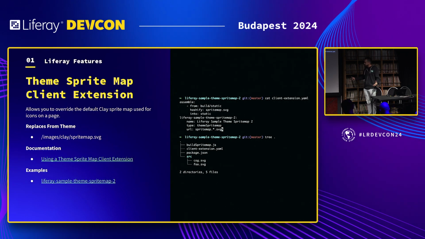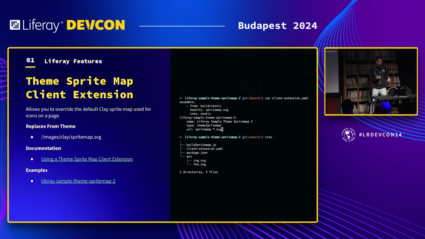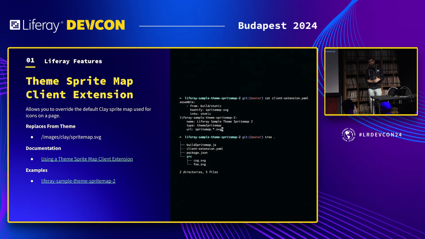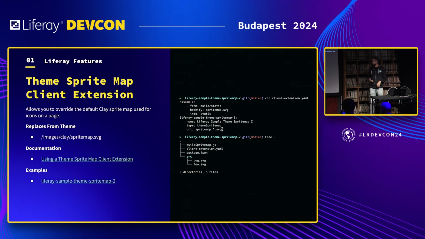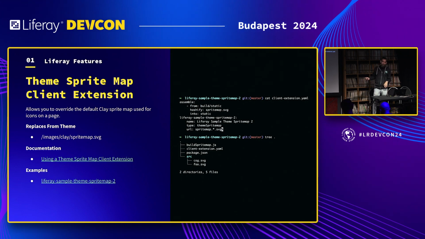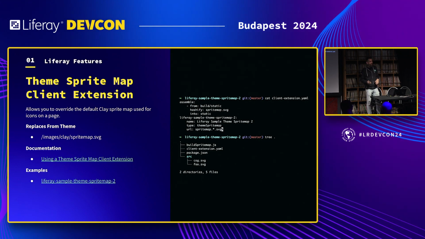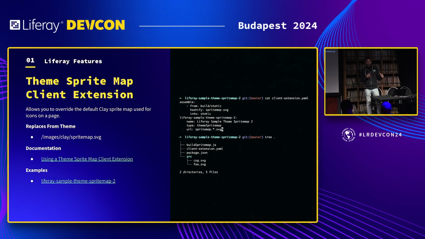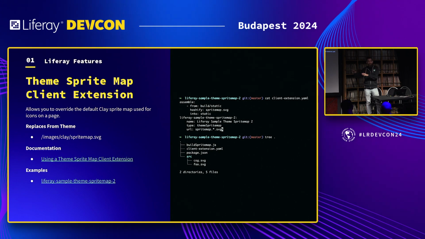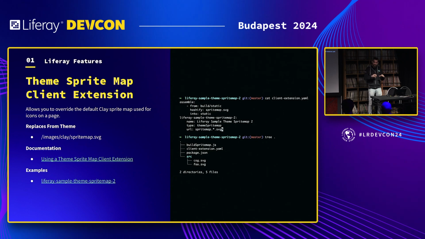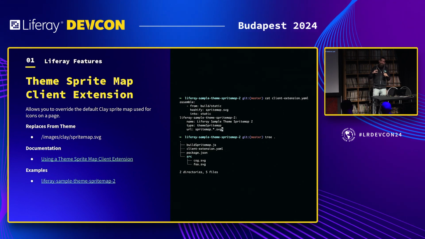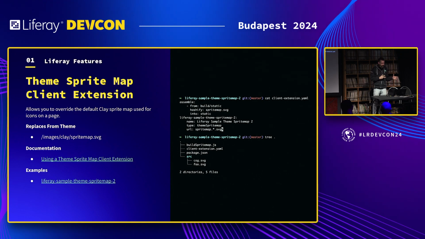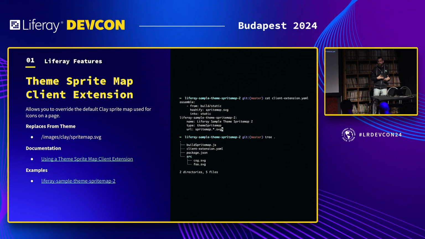Some other client extensions, theme sprite map client extension, right? By default, a theme included the sprite map of Clay icons. You don't need a theme anymore to change those or override them. We can simply add a theme sprite map client extension. One great thing as well is the samples that we have in the Liferay sample workspace do a really good job of showing a build process for how to keep the existing Clay icons, but then override some, add additional ones, and make those all available. So that's going to make it really easy to customize all of the icons that are currently in Liferay, but also add additional ones if you have needs for that.